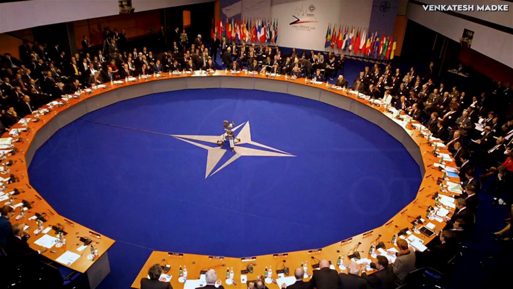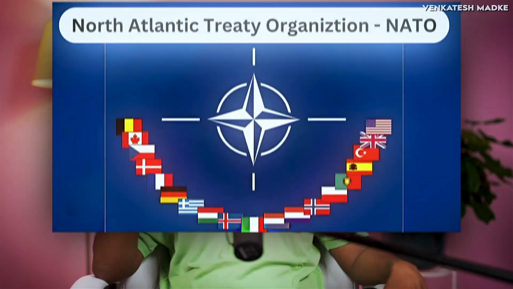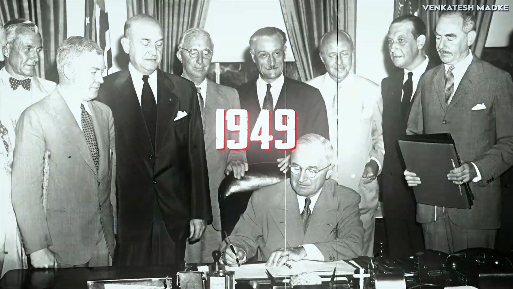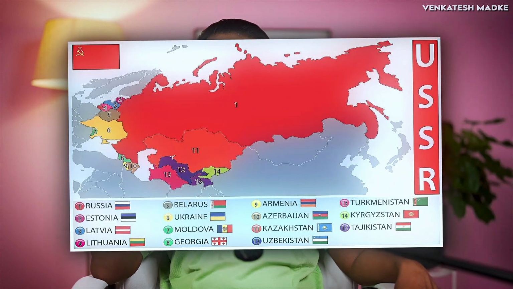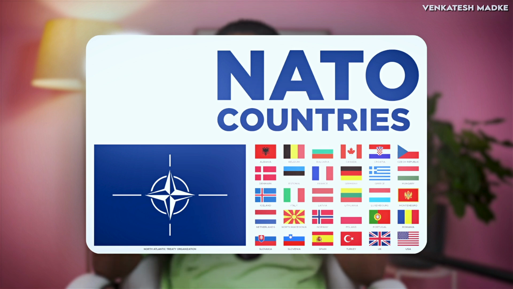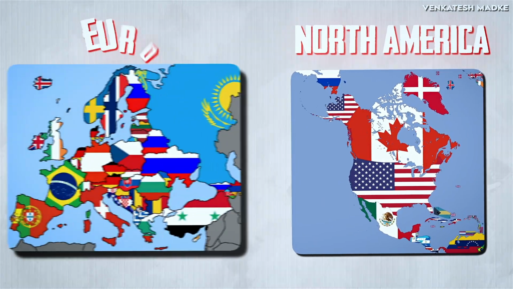Now, let's understand the role NATO plays in a global conflict. Let's start with the basics. What exactly is NATO? NATO stands for North Atlantic Treaty Organization. It's a military alliance formed after World War II in 1949. The original goal was to provide collective security against the Soviet Union. Today, NATO has 30 member countries, mostly from North America and Europe.